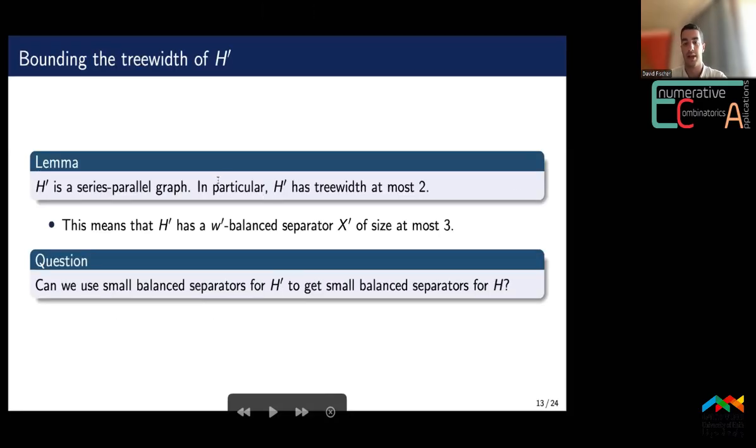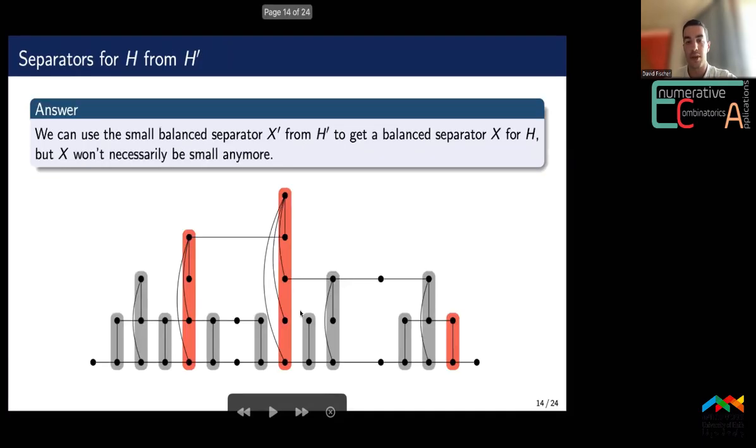And the series parallel graphs are exactly the graphs of tree width at most two. So this tells us that we can find a small W prime balance separator for H prime. In particular, it has size at most three, but what matters is just that it's a constant. And so we have a balance separator for H prime now, and we want to translate it back into a balance separator for H. And so the question is, can we do that?